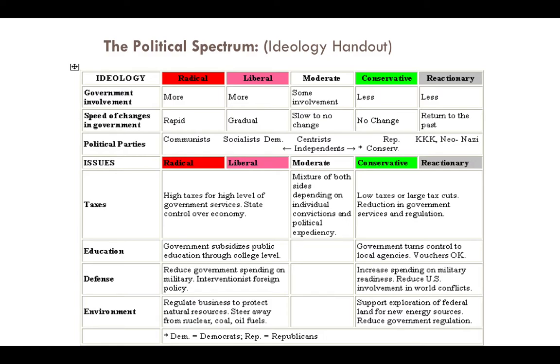Government subsidies for public education through college level, that's more liberal. Conservative government turns control to local agencies, vouchers, things like that. So conservatives want more voter choice when it comes to education, whereas liberals trust the government education system, and so they want to mandate that. When it comes to defense, liberals typically want less defense spending, and they want to focus more on diplomacy, whereas conservatives want to increase defense spending because they want to increase America's strength and presence versus simply diplomacy around the world.